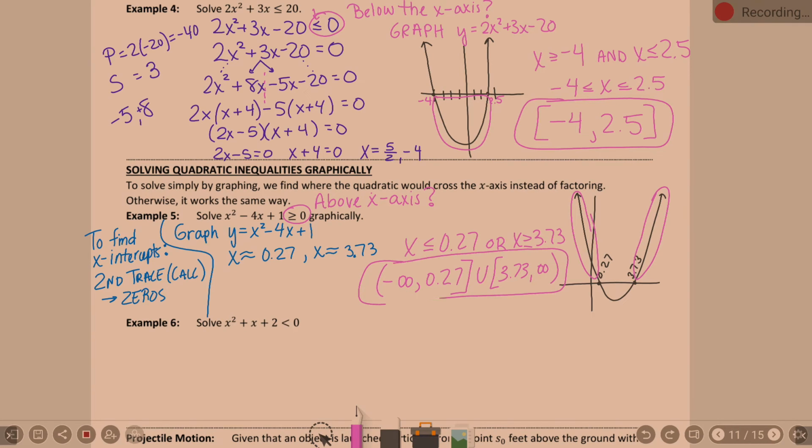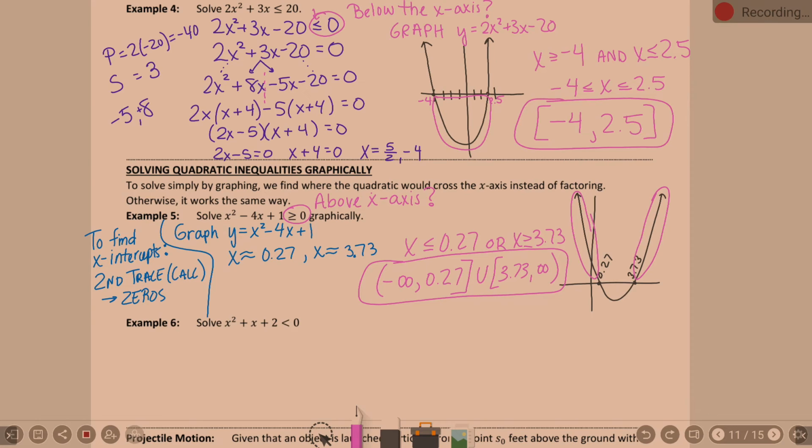Questions on that one? Some of your homework is going to say to solve algebraically first and then use the graphing calculator to help you. If it says to solve algebraically first, this is the work I should be seeing here. You should be finding these zeros with your brain first before you go to the calculator. If it says just solve graphically, you're going straight to the calculator. Okay?